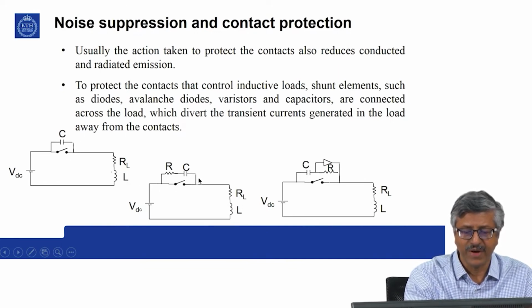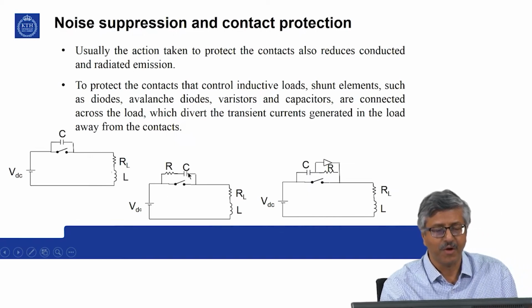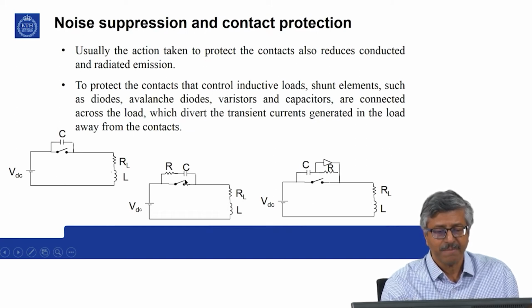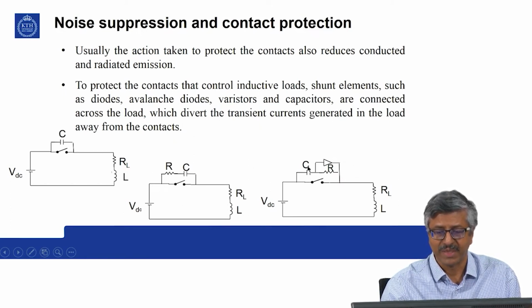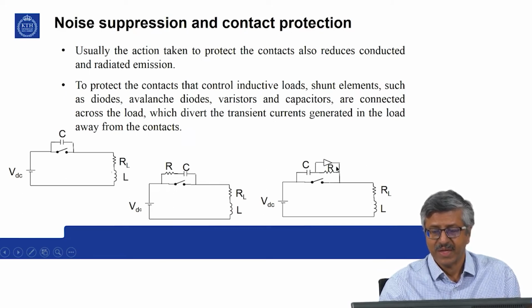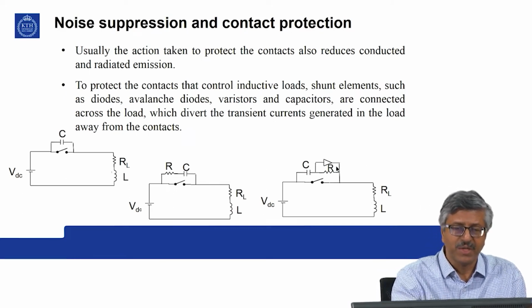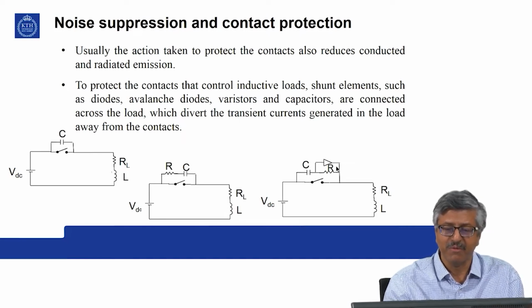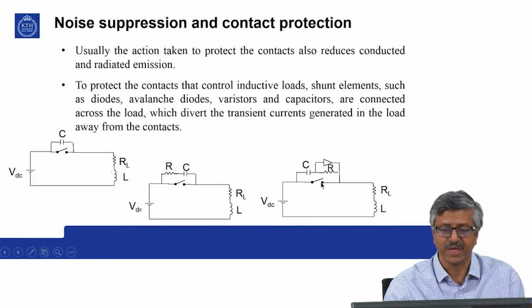This is a modified form of the circuit with a resistance R also, and this is with a diode connected across the resistor for better performance. So, depending upon the cost, you can find several variants of the circuits in arc suppression for the contacts.